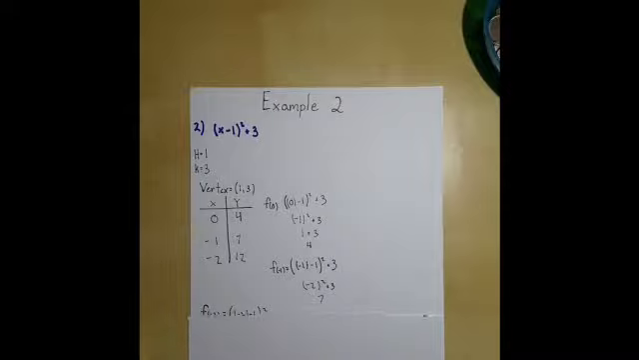Lastly, I did negative 2, which in the equation is negative 2 minus 1 squared plus 3, which goes to negative 3 squared plus 3, which simplifies to 9 plus 3, which is 12. And then once you've got the points, you plug them into a graph and then reflect.